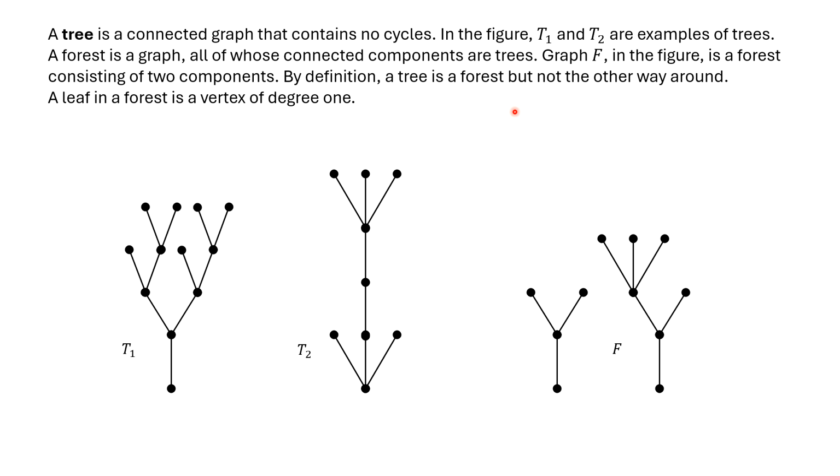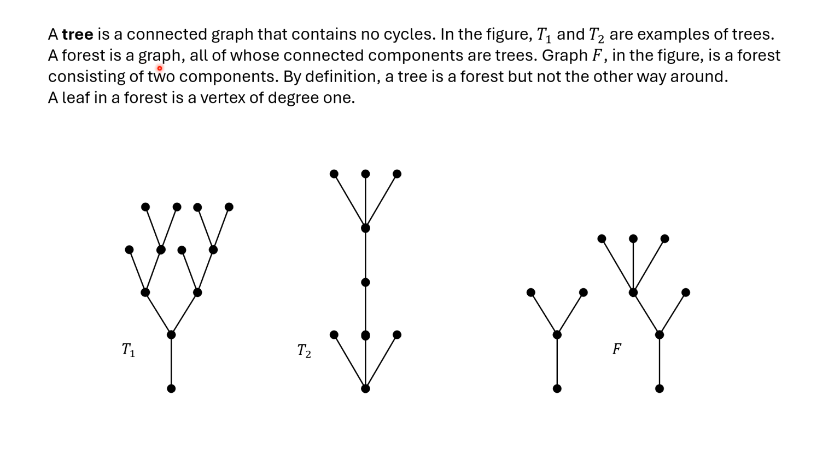A second type of graph I want to talk about in this lesson is the trees, as well as forests, which we'll get to. So a tree is a connected graph that contains no cycles. That's pretty easy. In the figure, T1 and T2 down here are examples of trees. You notice there's no cycle.